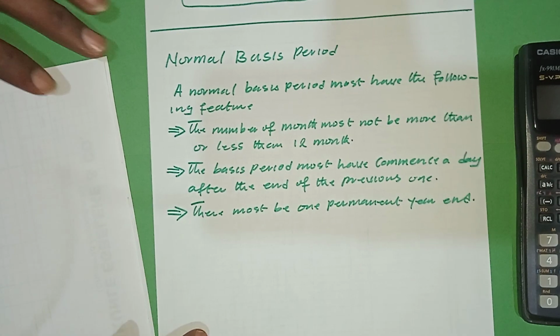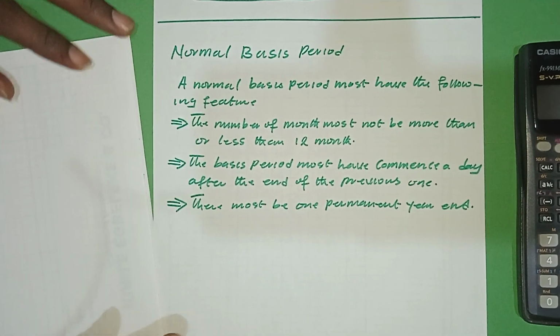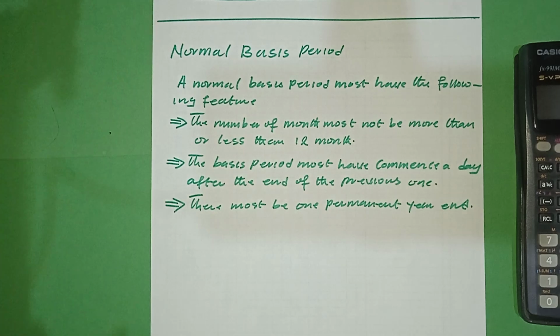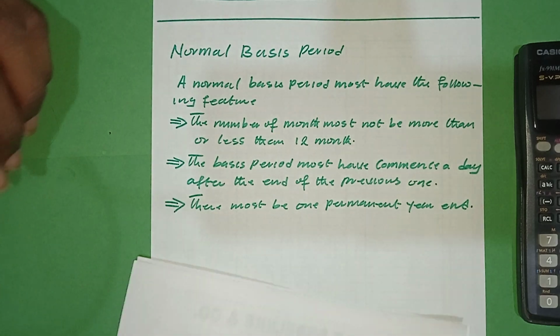Now, a normal basis period must have the following features. A normal basis period must have what? The following features.